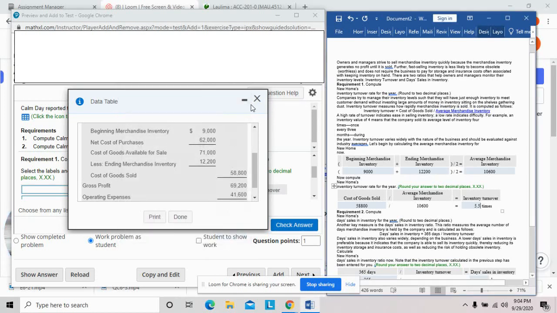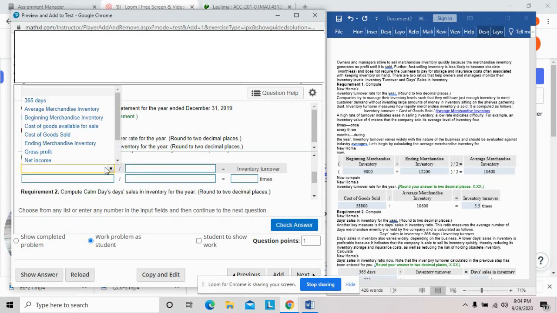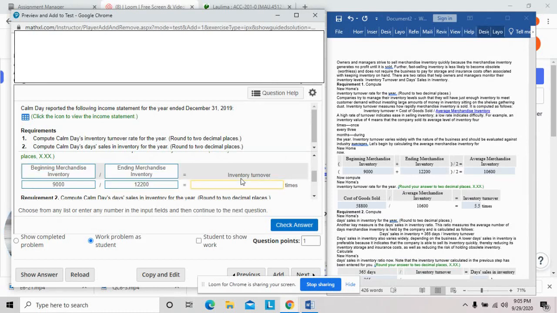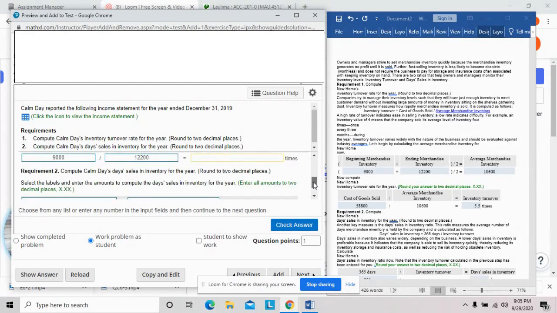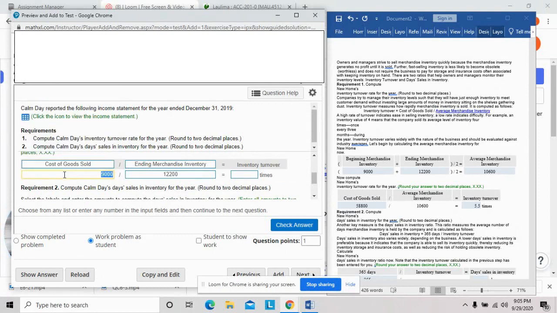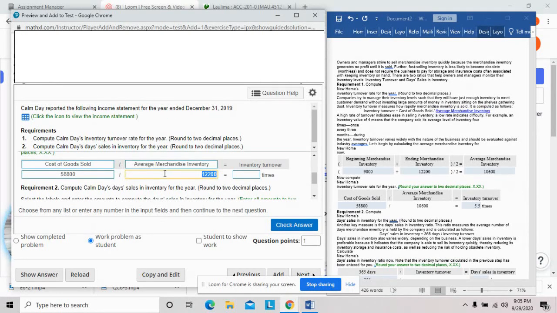So I'll look at requirement 2. I'll need to input those numbers here. Beginning merchandise inventory, 9,000. Ending merchandise inventory, 12,200. Let me see. Oh, looks like I just go straight to cost of goods sold, 58,800. Average merchandise inventory that was calculated in the first part, 10,600. That gives me an inventory turnover of 5.5.